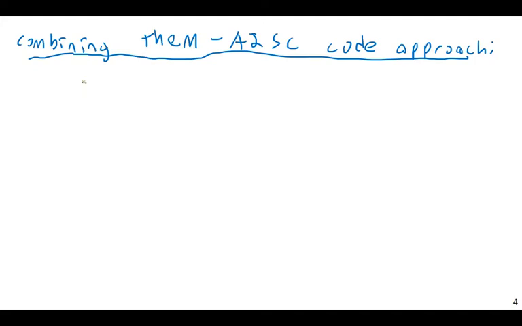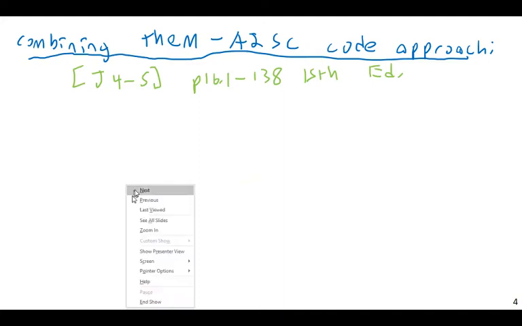These are all combined together in equation J4-5. And this is found on page 16.1-138 of the 15th edition of the AISC Steel Manual.